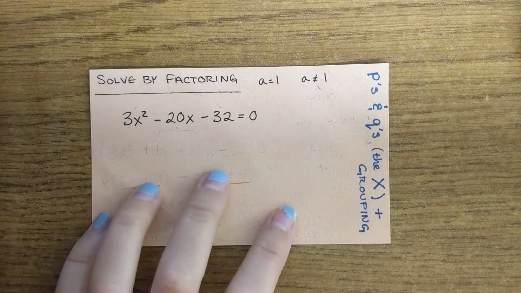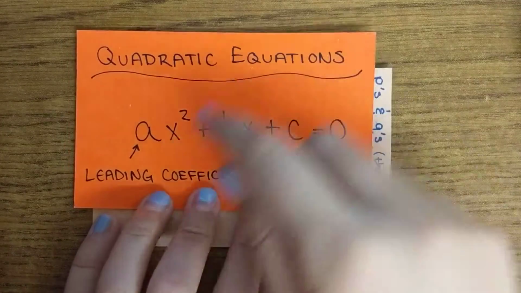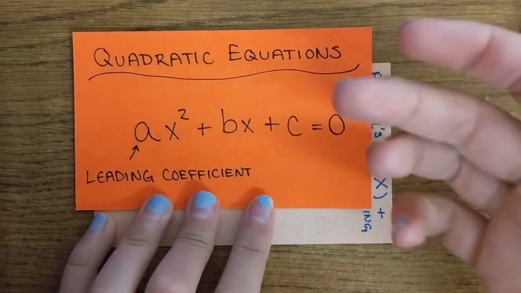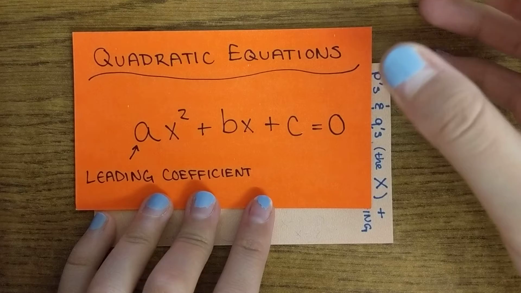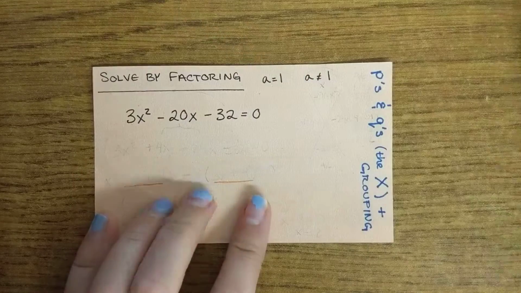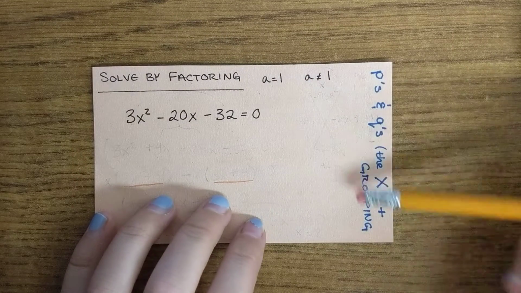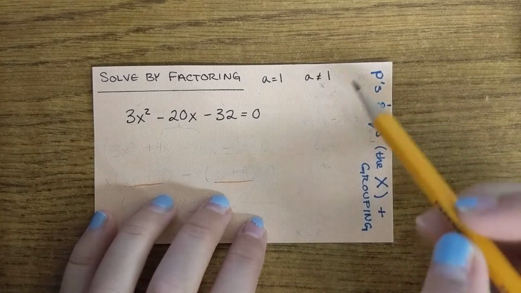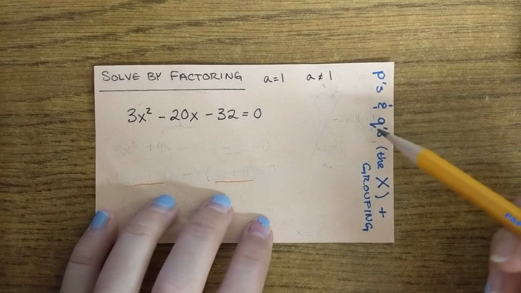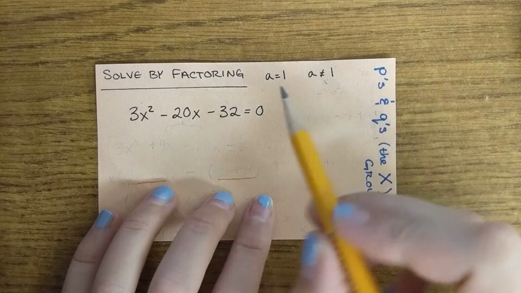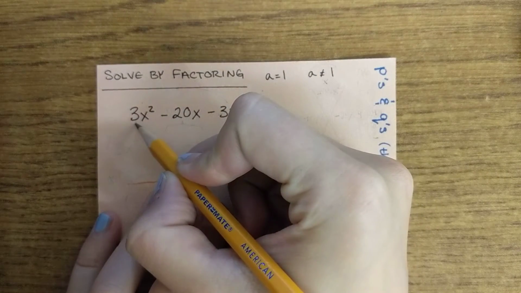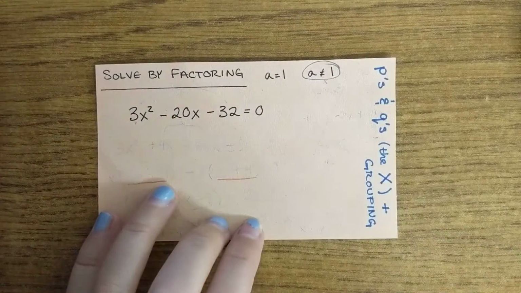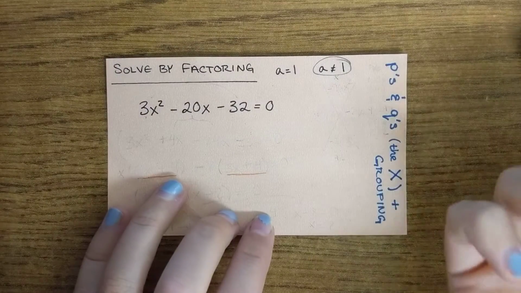To solve a quadratic equation by factoring, it first must be in the form ax squared plus bx plus c equals 0, where the leading coefficient is a, and that helps us decide what kind of method we're going to use to solve. This method is called the x plus grouping, or the x method. It is an extension of the p's and q's that we did earlier, except the difference is that the leading coefficient a is not 1. That adds a little bit more difficulty, but still not too bad.